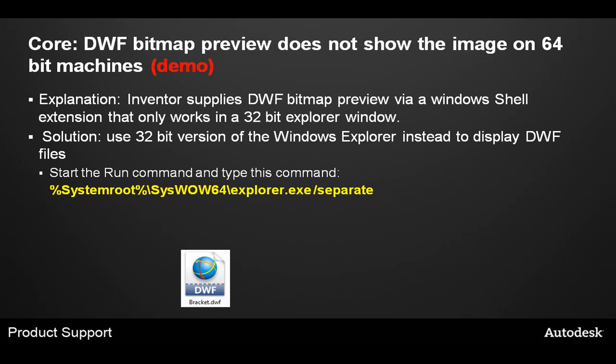So the solution to get around the problem is to use a 32-bit version of Windows Explorer instead of a 64-bit version of the Explorer, which is the default on a 64-bit machine. You can do this quite easily by typing in the %systemroot%\syswow64\explorer.exe /separate command. Especially the separate qualifier is important here.